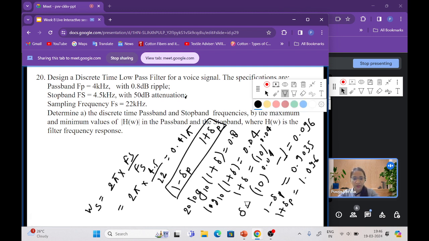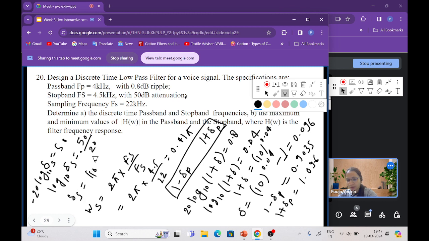Similarly, we need to calculate the stopband value. In the stopband only one value is there, you can represent del s as 50 dB is given, right? Here it is minus 20 log del s. So log 10 del s is minus 50 by 20. So del s will be 10 to the power minus 2.5. When you solve this, you will get 0.003. Okay. So in the stopband, the value of H of omega is 0.003.